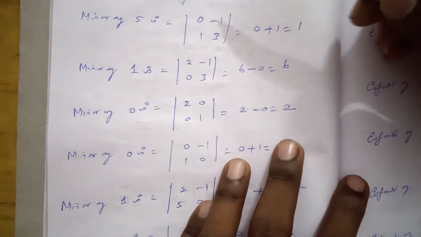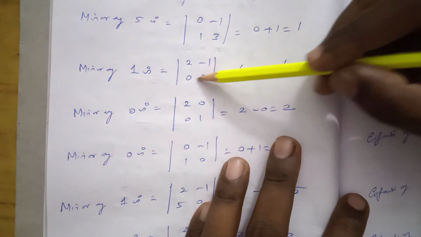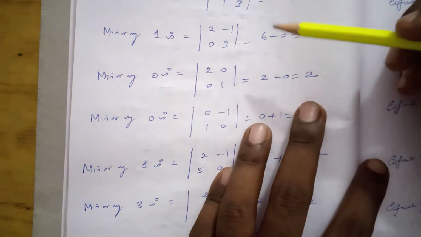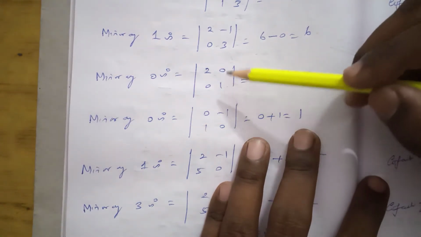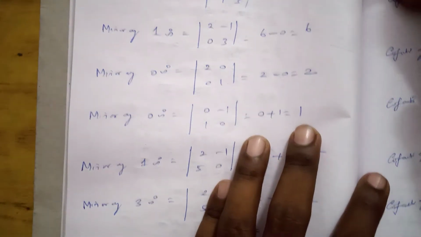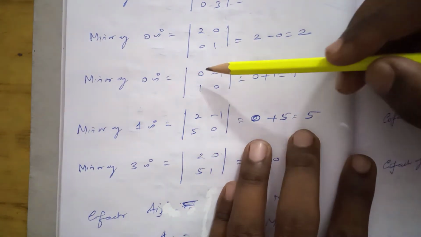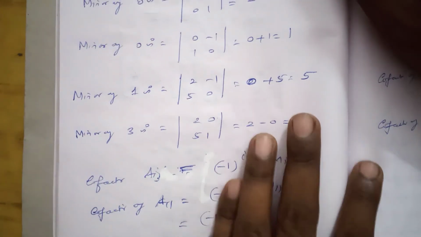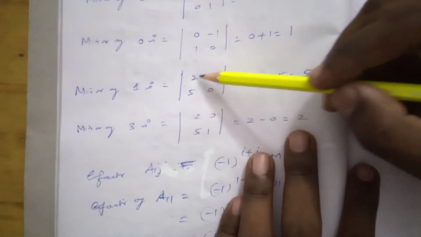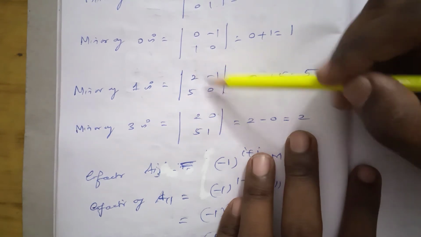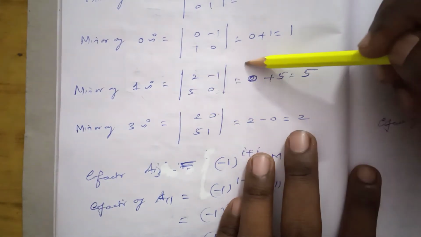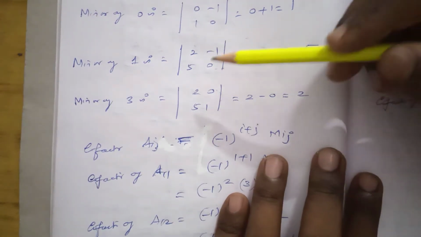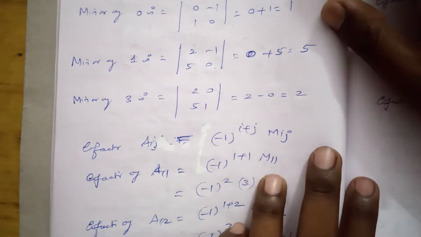The minor of 1 is 2 minus 1, 0 3. Cross multiply, 6 minus 0 equal to 6. The minor of 0 is 2 0, 0 1. So cross multiply, 2 minus 0 equal to 2. The minor of 0 is 0 minus 1, 1 0. So cross multiply, 0 plus 1 equal to 1. The minor of 1 is 2 minus 1, 5 0. Cross multiply, 2 into 0 is 0, 0 plus 5 equal to 5. The minor of 3 is 2 0, 5 1. Cross multiply, 2 minus 0 equal to 2.